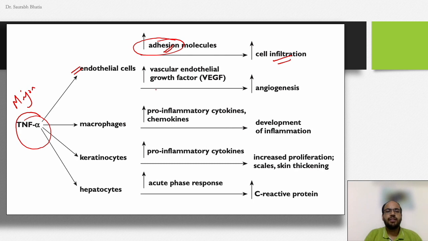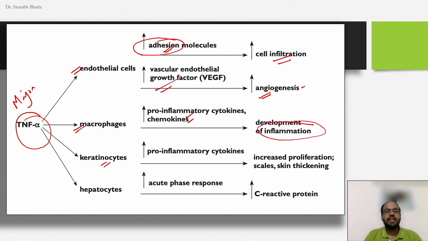It increases vascular endothelial growth factors, and because of that, there's increased angiogenesis, which we see as dilated and tortuous capillaries in biopsy in psoriasis. And the more blood vessels are formed, the more inflammatory cells reach the site. Clear? The effect on macrophages is that pro-inflammatory cytokines and chemokines are released under the action of TNF alpha, and that leads to furthering of the inflammation.